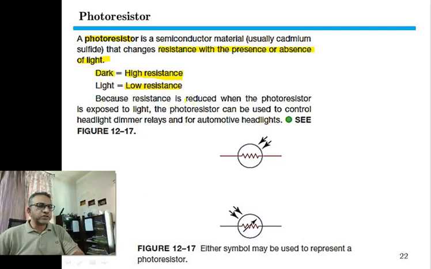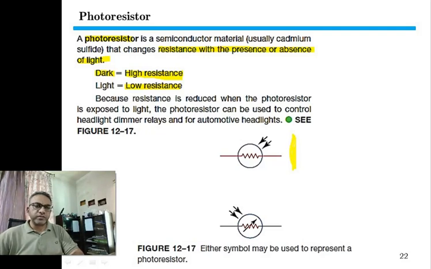Because resistance is reduced when the photoresistor is exposed to light, the photoresistor can be used to control headlight dimmer relays and for automotive headlights. See figure 12.17. In figure 12.17 we see the symbolic representation of a photoresistor. This diagram is representing a binary photoresistor.